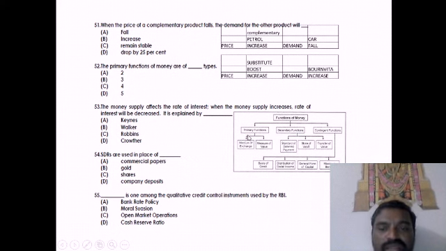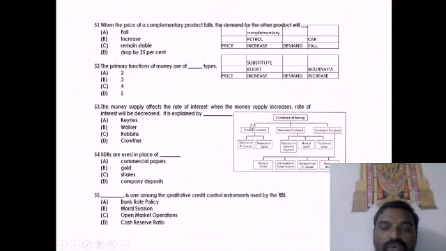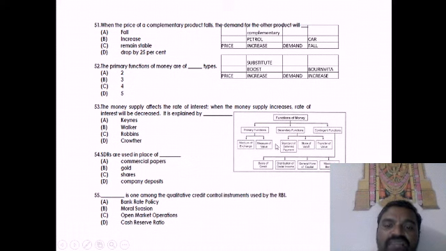And the primary functions of money are dash types. See here, the primary functions are, actually it is given here three types: primary functions, secondary functions and contingent functions. So here he is asking only about the primary functions. Again, primary functions are divided into two, that is medium of exchange and measure of value. So answer is 2, that is A.